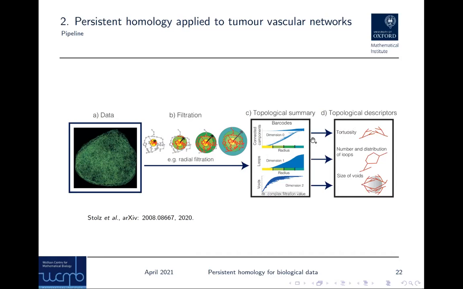And from these barcodes, I extract topological descriptors. So from dimension 0, as I mentioned, we get tortuosity via the short bars in the barcodes. Then from dimension 1, we get the number and distribution of loops in the tumor. And from dimension 2, from its other filtration, we get the size of voids. So these are avascular regions in the tumor where there's no vasculature.